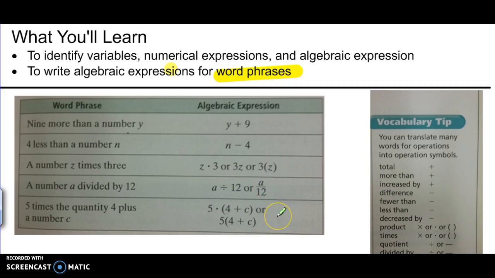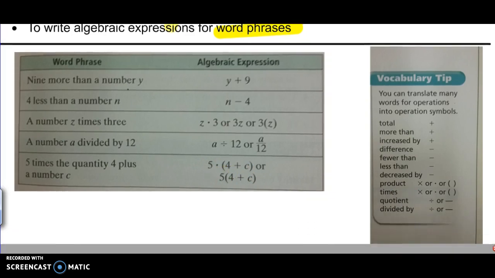A new one for you might be 5 times the quantity of 4 plus a number c. So when they say the quantity of, that means you need parentheses. So I would recommend using this one, since we're trying not to use this dot anymore. So this means parentheses first, and then multiply by 5. Now, let's try that one with an example.